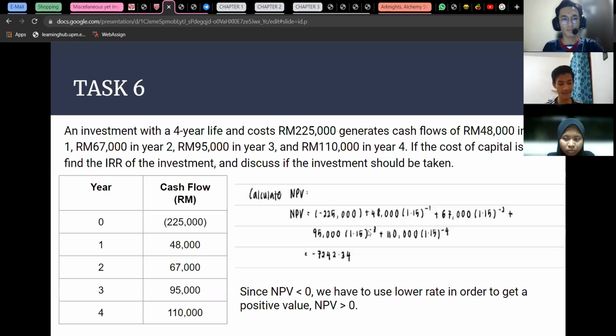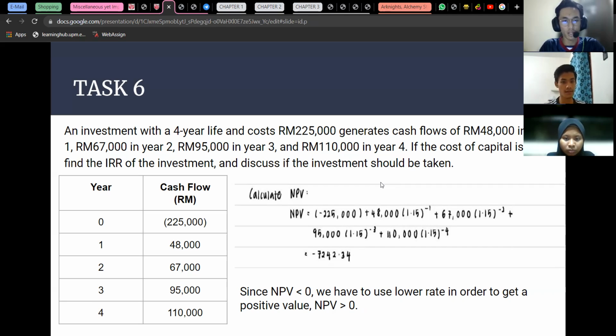11.20%. For task 6, the question was an investment with a 4-year life and cost 225,000 ringgit generates cash flows of 48,000 ringgit in year 1, 67,000 ringgit in year 2, 95,000 ringgit in year 3, and 110,000 ringgit in year 4. If the cost of capital is 15%, find the IRR of the investment and discuss if the investment should be taken. Again, since the question already gave us the cash flow for each year up until the 4th year, we can just put it into a table.